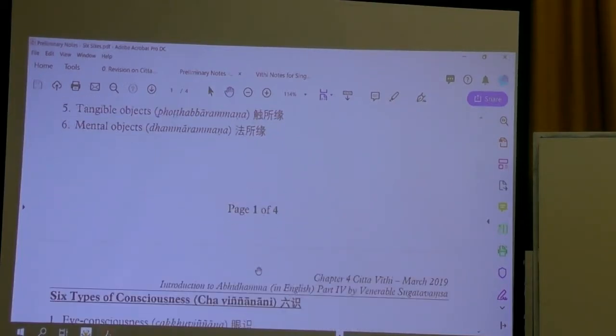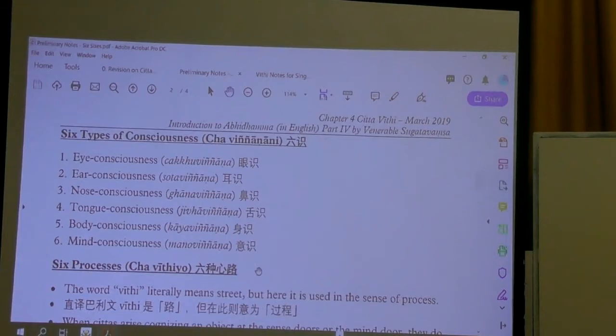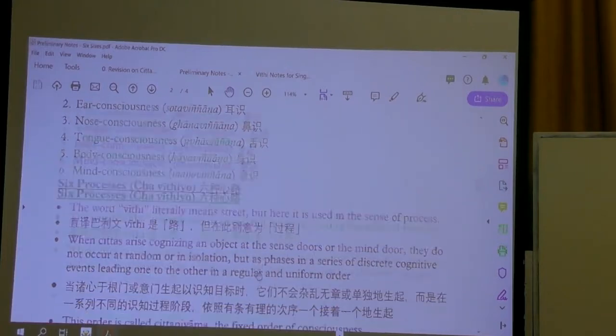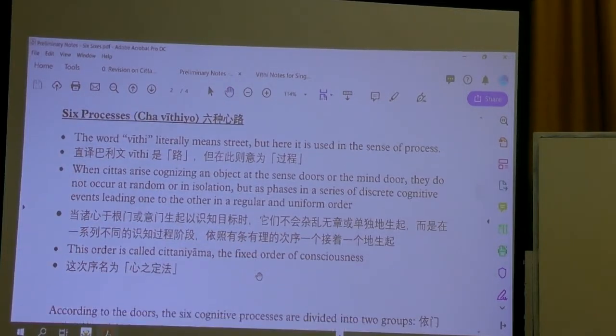Six types of consciousness: eye consciousness, ear, nose, tongue, body and mind consciousness. Six processes. Now you know the meaning of process. Vīthi is called straight, line, road, etc. But here it is called mind process or sense process. It's called Vīthi.